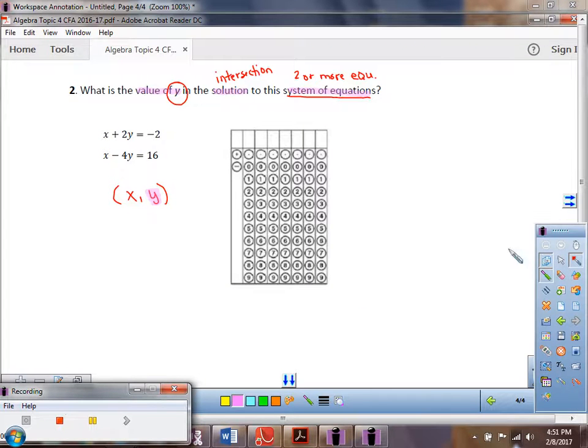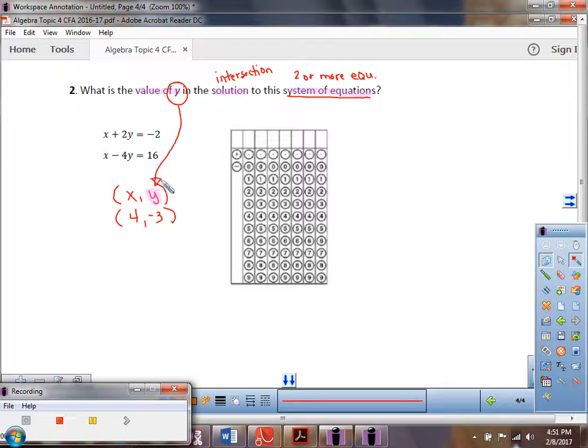So here's our solution to our system. This is the solution. But remember, they were specific. They only wanted this number. So the answer would be negative 3. So you would bubble in a negative and bubble in the 3.